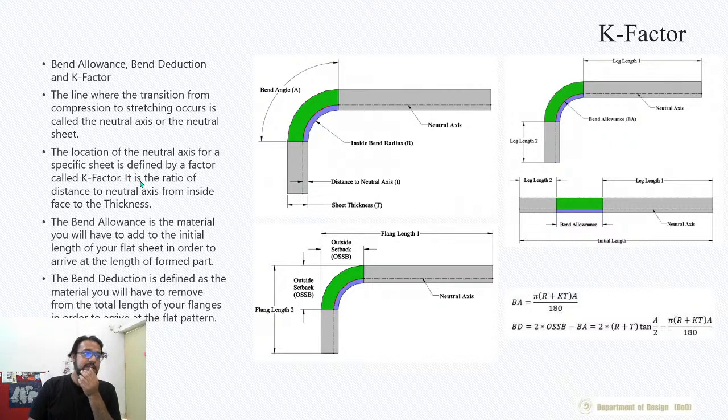Now there is something called the K factor. K factor is important when you are designing sheet metal parts which are specifically made for bending. K factor is the ratio of the distance between the internal surface and the neutral axis to the thickness of the material. It is the ratio of the distance to the neutral axis from the inside face to the thickness.